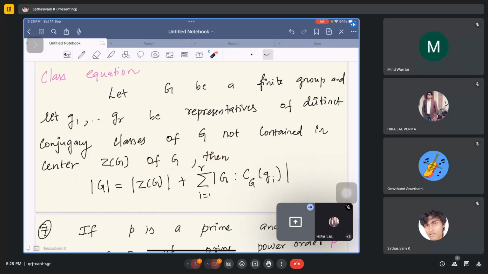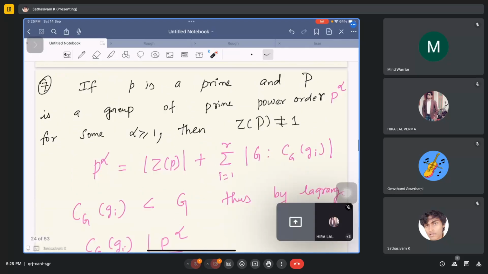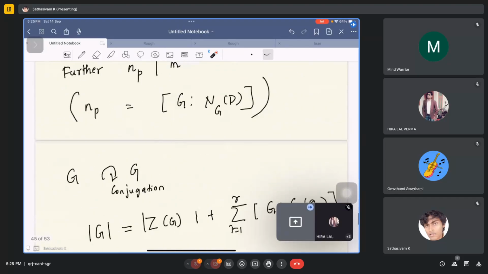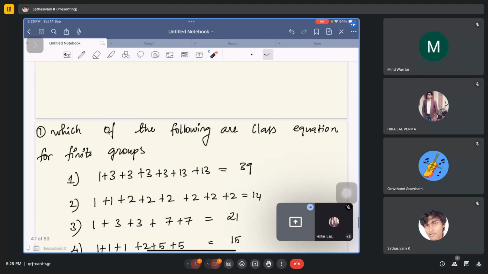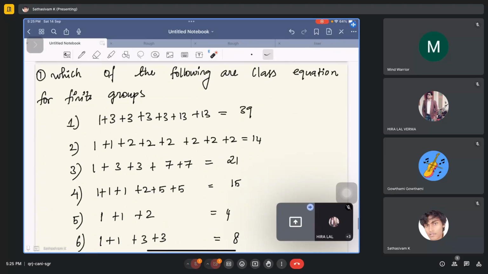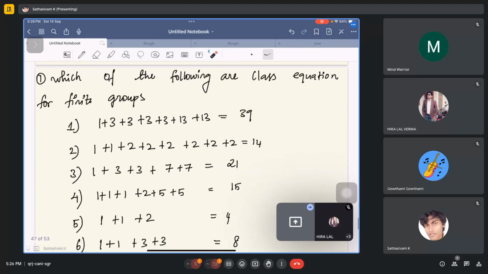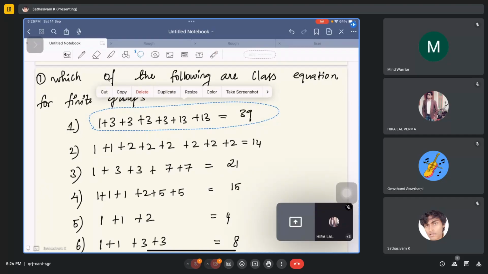Last time we used this to do some problems. We have seen that certain equations are possible class equations and certain equations are not possible class equations. So here is a question which says: which of the following can be a class equation of finite groups? Some of these can be a class equation, some of these cannot. So let's do it. I have a lot of problems here. So let's do them one by one. We'll copy paste here and we will do one by one.